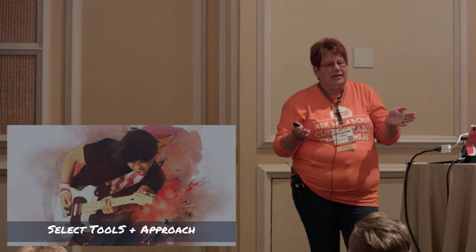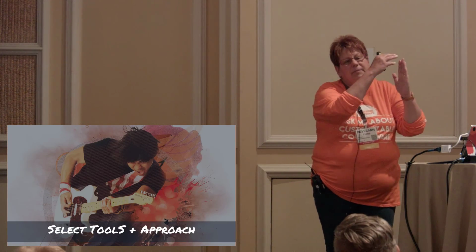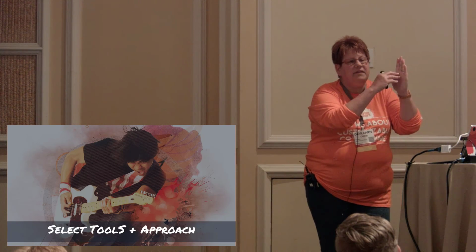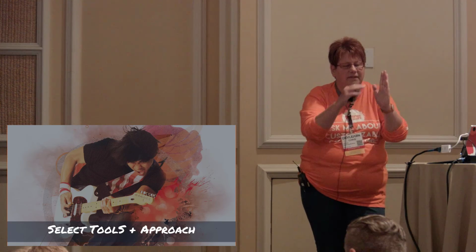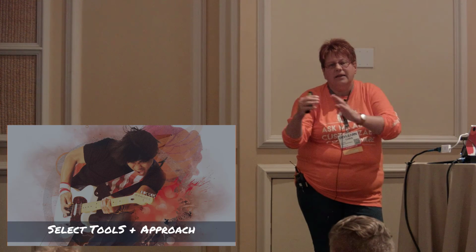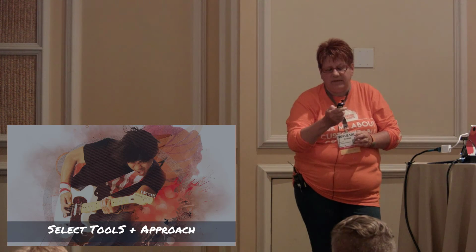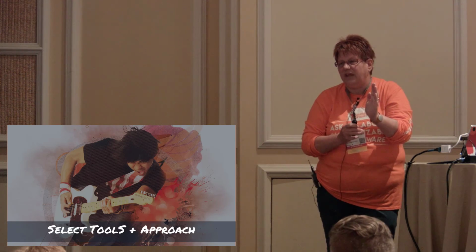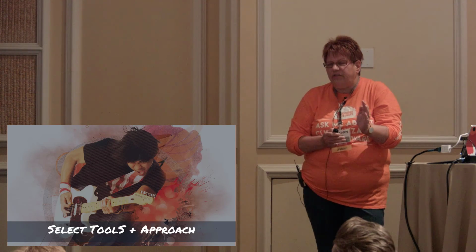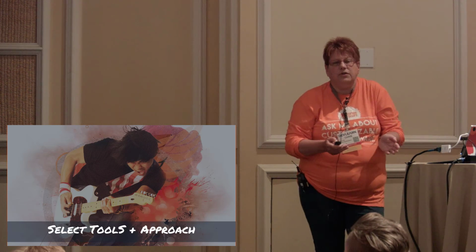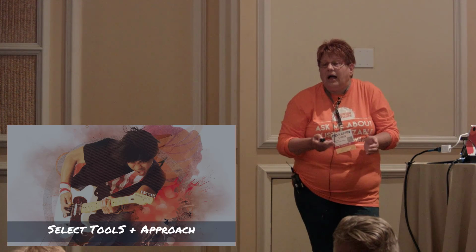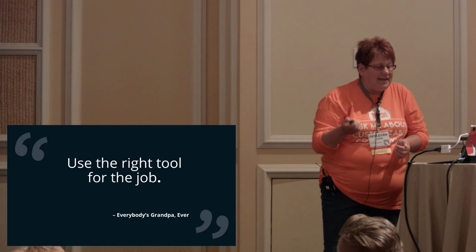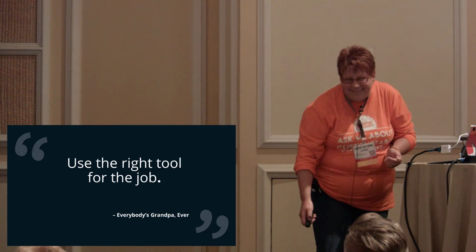Next, now that you've gone through with your team and decided item by item, this is the standard that we're going to try and hit for text. This is the standard we're going to try and hit for when we have multimedia, etc. You've gone item by item, and you've created your own internal checklist for standards. Now, which tool is the best tool for you to use to meet those standards? Use the right tool for the job, said everybody's grandpa ever.